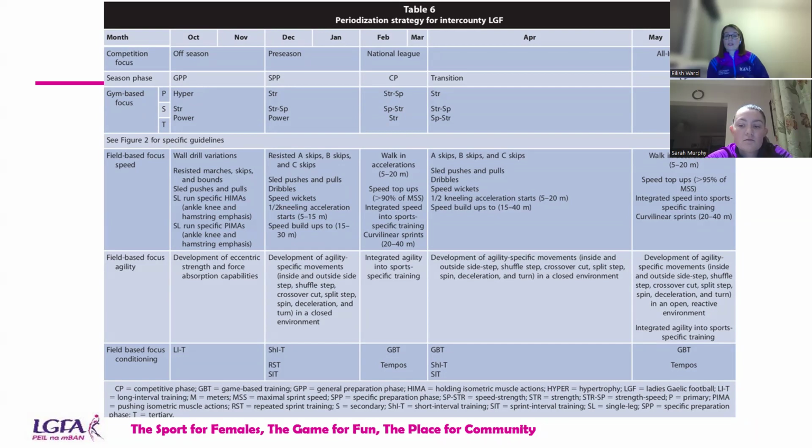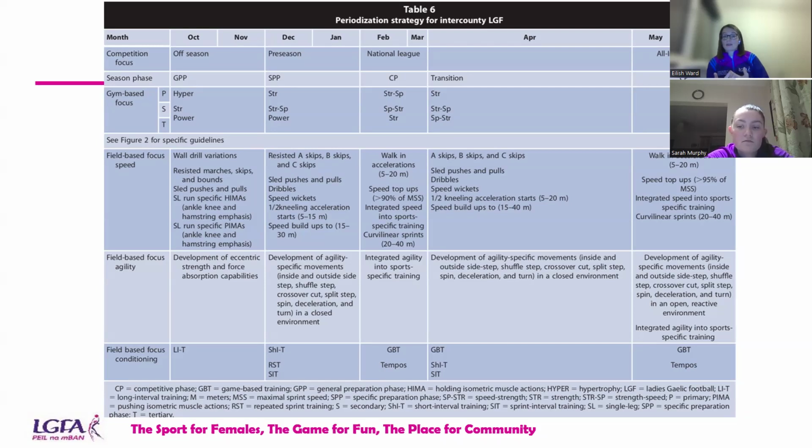So if somebody is playing across multiple teams, what you'll need to do is look at the season that's further ahead, because that's probably where that player will be at. And you'll just be looking then to maintain.